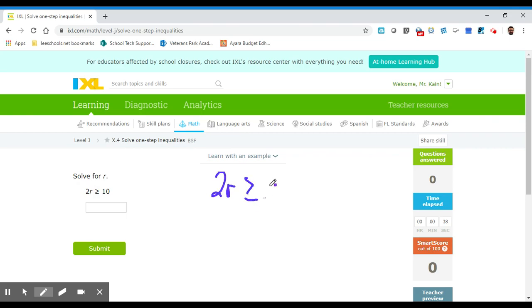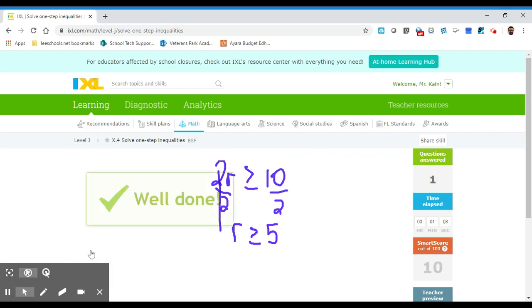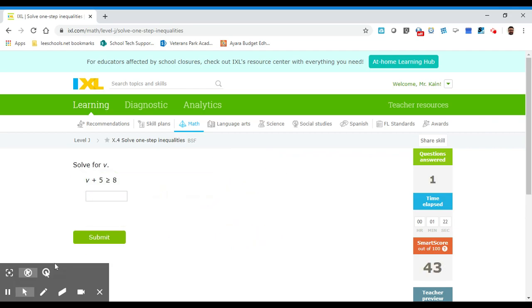Okay, so starting with the basics, we can plug something in here. 2 times 5 is equal to 10. Using algebra, remember we just divide both sides by 2. This cancels out. r is greater than or equal to 5. Then we're going to type it in, and then we hit submit. All right, when you jump up a level, it puts you at 43.